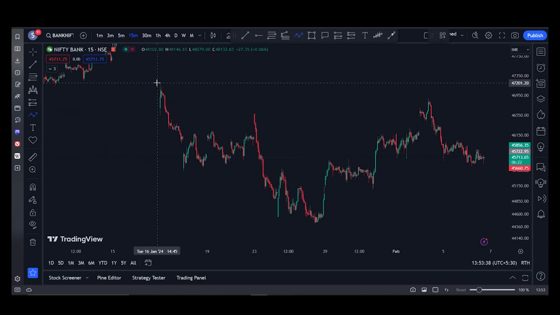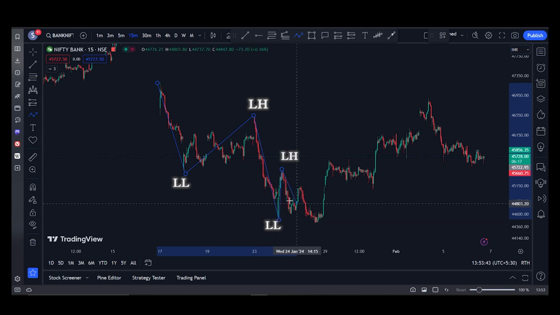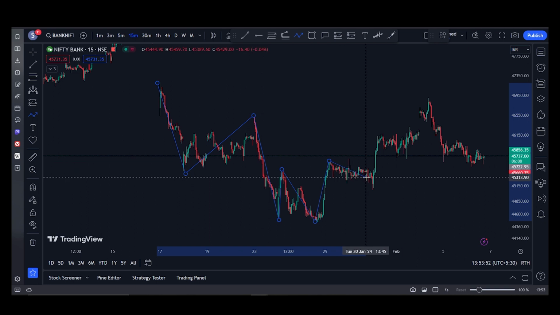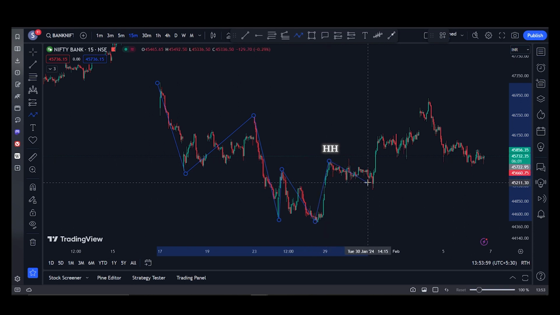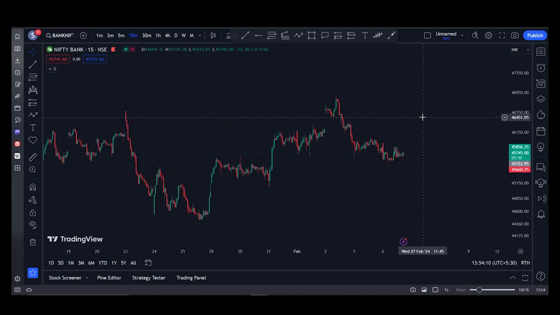Here you can see that the asset was in a bearish structure, creating lower lows, lower highs, lower lows, lower highs, and after this lower low, the asset failed to break this particular lower low and created a new higher high. This is called a shift in momentum, a shift in market structure from bearish to bullish. From here onwards, the asset will be trending in a bullish structure, that is higher low, higher high, higher low, higher high, higher low.